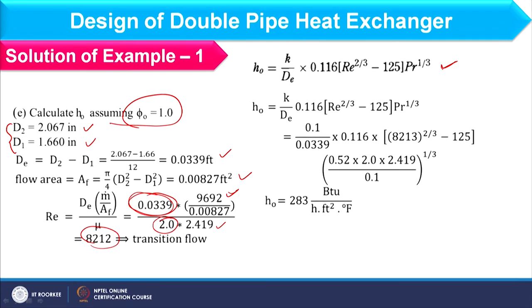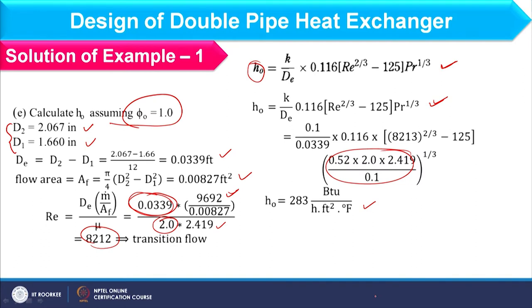Okay, this is basically the Hausen equation, if you remember the last lecture. And here I can find out H naught corresponding to thermal conductivity of aniline and equivalent diameter. So this is the whole expression, and when you put the values over here, thermal conductivity and Reynolds number, Prandtl number value, fine, corresponding to all these values, you can find out HO value as 283 BTU per hour feet square degree Fahrenheit. So in this way, you can calculate HI and H naught.